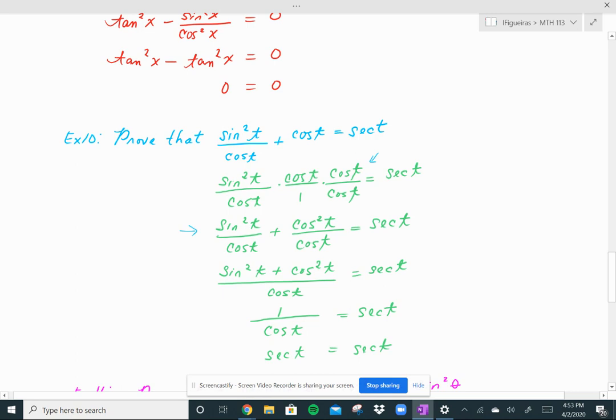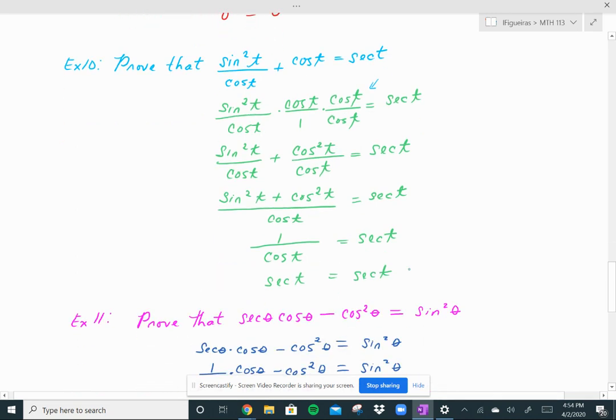Is that equal to secant of t? So rewriting it as a single expression leaves me with sine squared of t plus cosine squared of t over cosine of t. But we know that that's the Pythagorean identity equal to 1, and 1 over cosine of t, well, that's equal to secant of t. Left side equals the right side, so again, you have proven the identity.